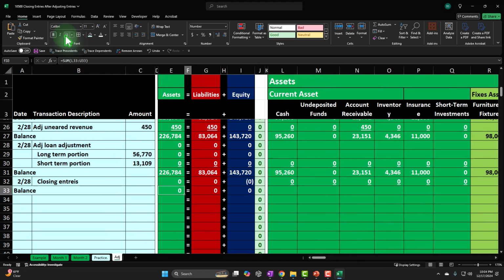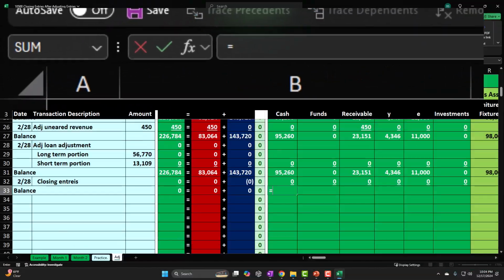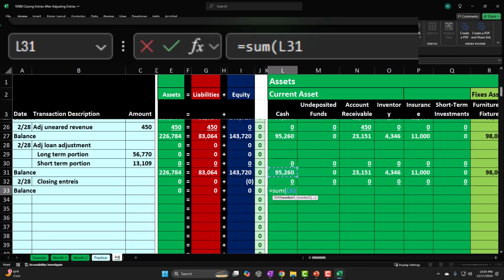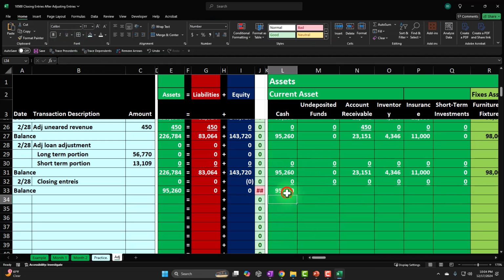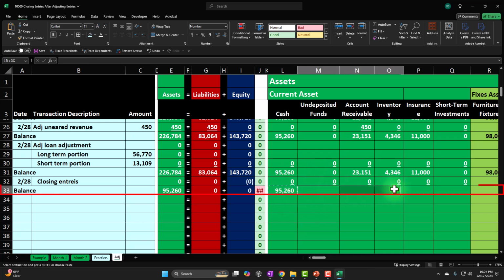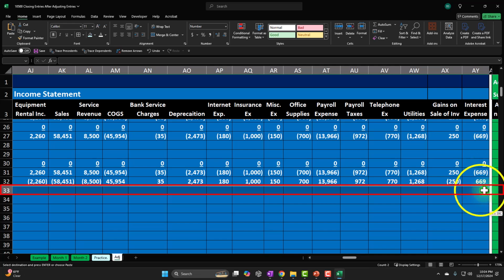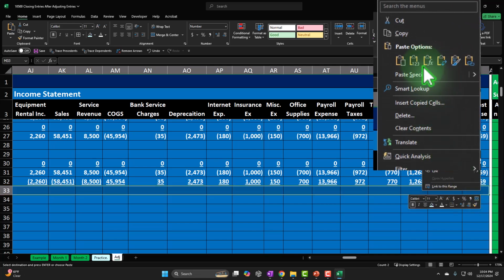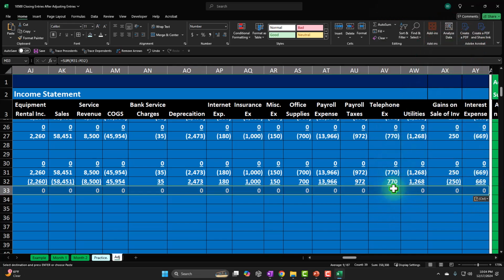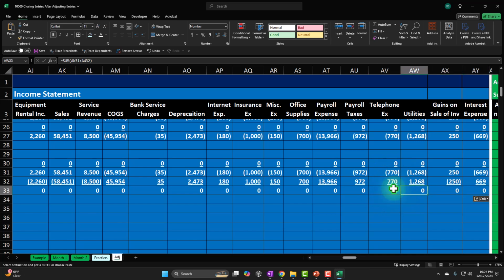All right, and then let's sum this up. Equals the SUM of the prior balance, current activity. All the permanent accounts remain the same. We're just going to copy this across formula-wise. But the income statement accounts, those get zeroed out. So now we have a nice fresh start of zeros in the income statement accounts.